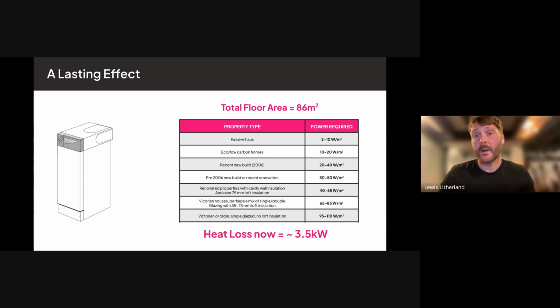Over time, we've actually improved the insulation of our properties, because time's moved on. So now it's got double glazed windows, now it's got loft insulation, all this kind of stuff has basically brought that heat loss down. It's now around 3.5 kilowatts. So again, it's had a massive drop in heat loss.